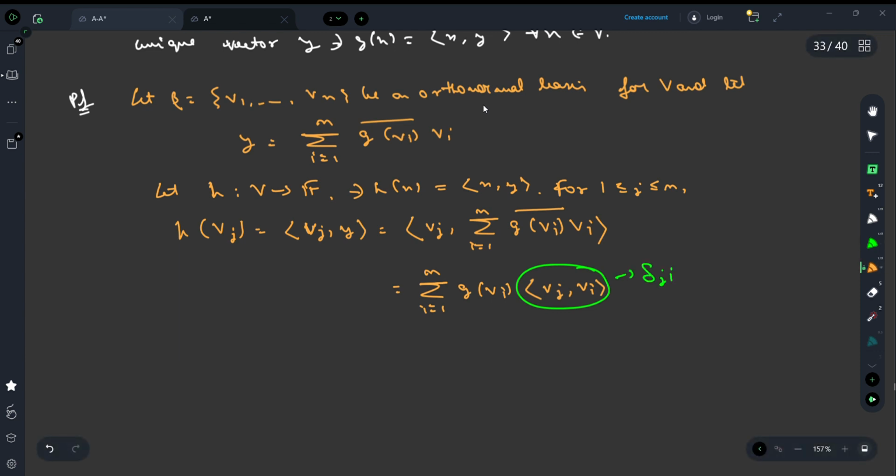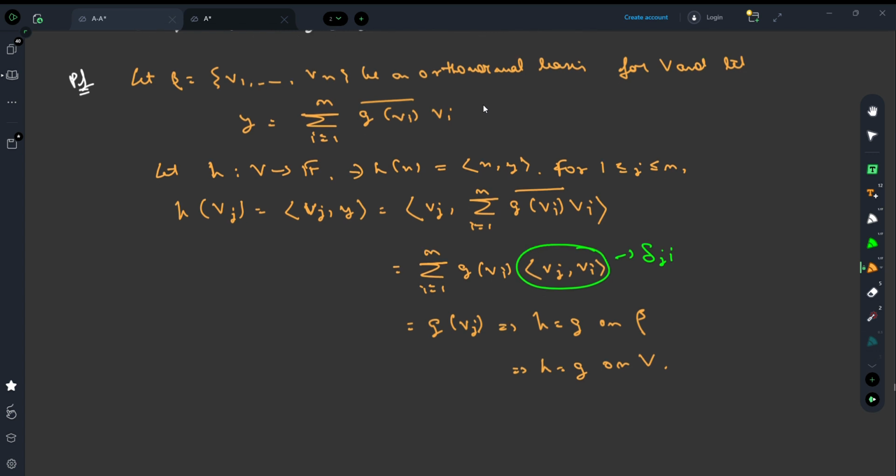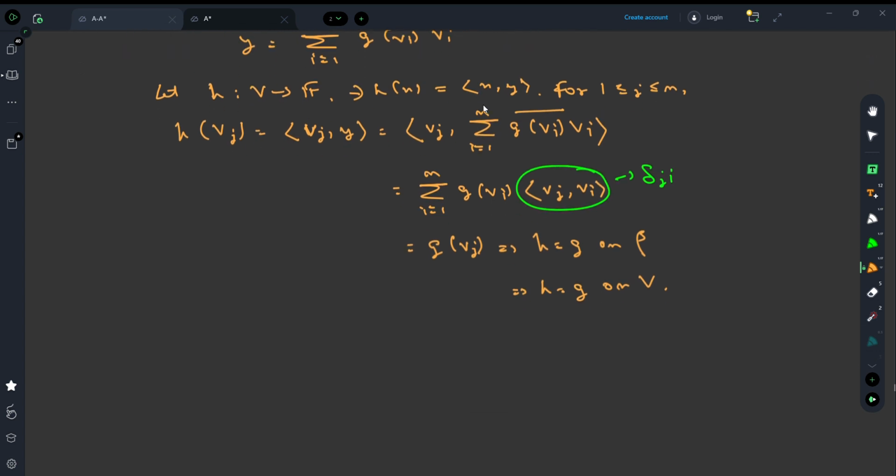But we know we are talking about an orthonormal basis. So this quantity, Vj Vi, will correspond to delta ji. It will equal 1 if j is equal to i, and it will equal 0 if j is not equal to i. Hence you get only the term g of Vj, and this happened for any arbitrary vector Vj where j ranges from 1 to n. This implies h equals g on beta, and since beta is a basis of V, this implies h is equal to g on V.